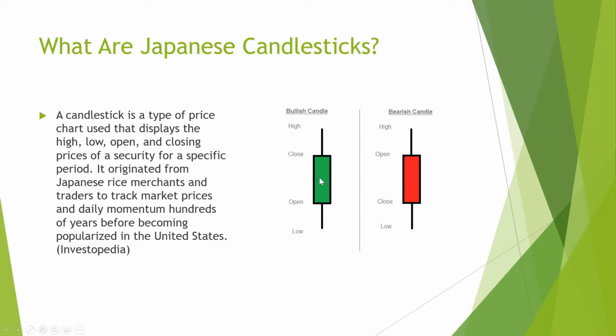What the body represents is simply where the security opened up at, so what price it started trading at for that time period, and where it closed for that time period. Now, the size of the body depends on the size of the move of the price. So if it's a very small movement, you'll see a very small body.